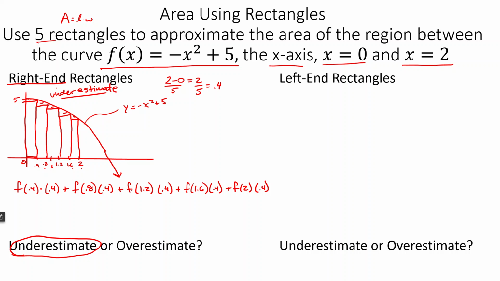So if you notice, we're adding up a lot of the same thing over and over again. This is where the summation stuff is coming in. So we could write this as the summation from 1 to, let's see, we're doing 1, 2, 3, 4, 5 rectangles, so from 1 to 5 of f of 0.4, 0.8, 1.2. Well, that's just 0.4 times i. So 0.4 times i in each one of them times this 0.4. All right, so that's what we're doing. We could write this as a summation.